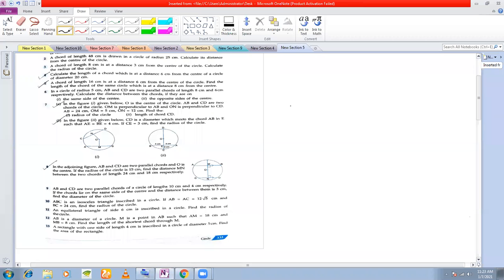Okay. The next problem is number 8 that we are going to do. If you read problem number 8, let me just draw the figure first.